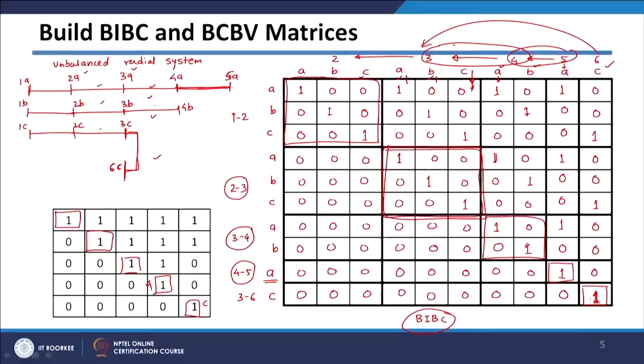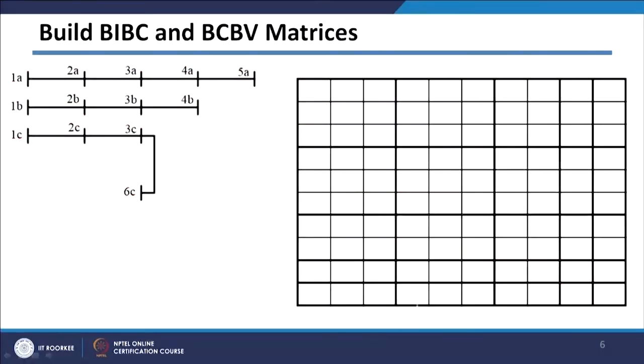Let us see how we can build the BCBV matrix. So, the BCBV matrix for a 3-phase system. In this case we have seen that there will be bus numbers 2, 3, 4, 5 and 6, and here there will be branch numbers. So, there is a branch between 1 and 2, 2 and 3, 3 and 4, 4 and 5, and then there is 3 and 6.